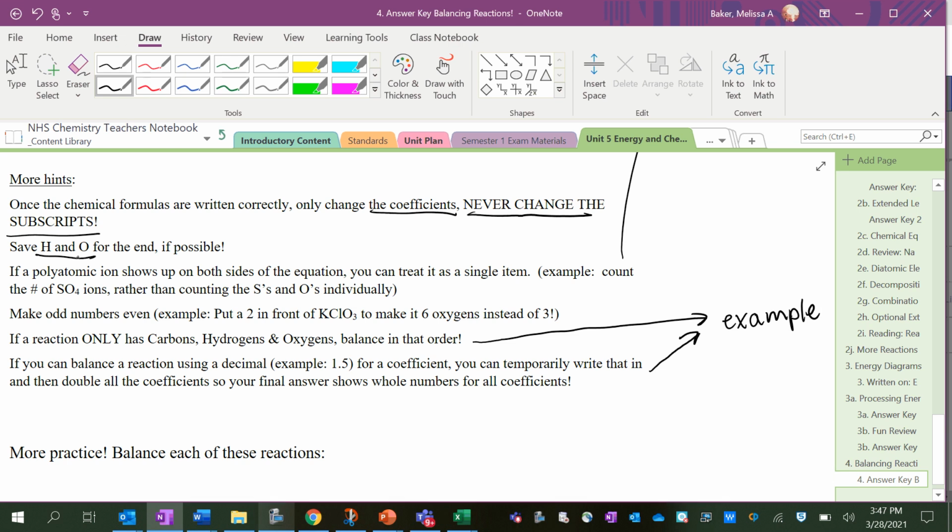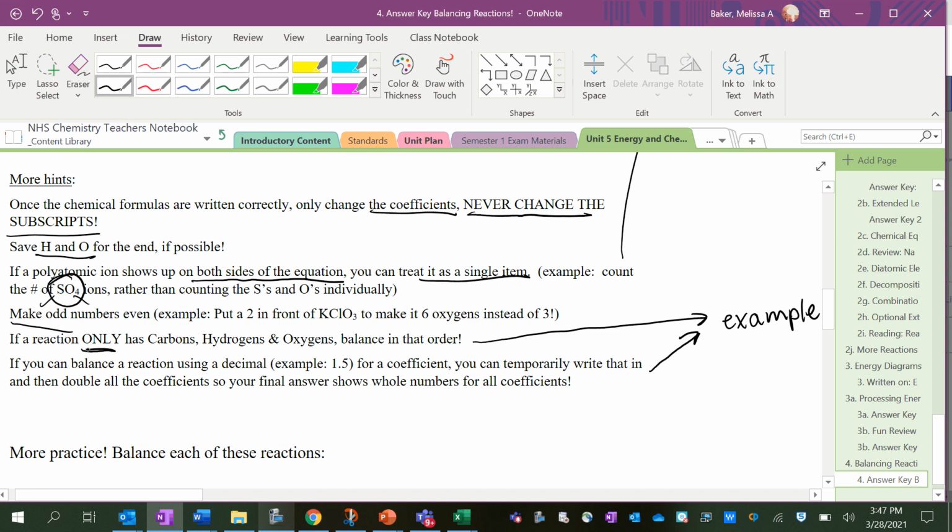If a polyatomic ion shows up on both sides of the equation, you can treat it as a single item. So you can count SO4 as 1 of those, rather than saying 1 S and 4 O's. That's only if it shows up on both sides and doesn't split up. Big hint is to make odd numbers even. It's just helpful when you see an odd number, slap a 2 out front.